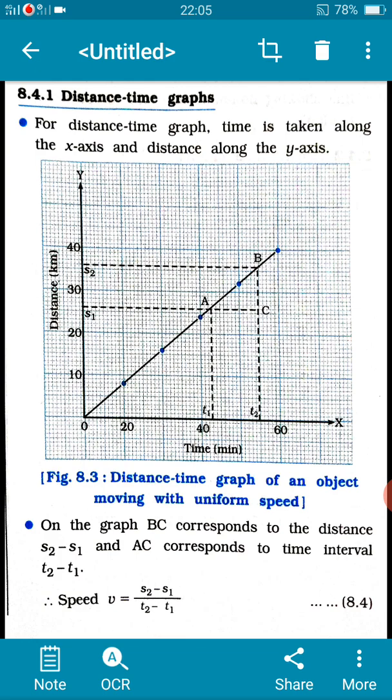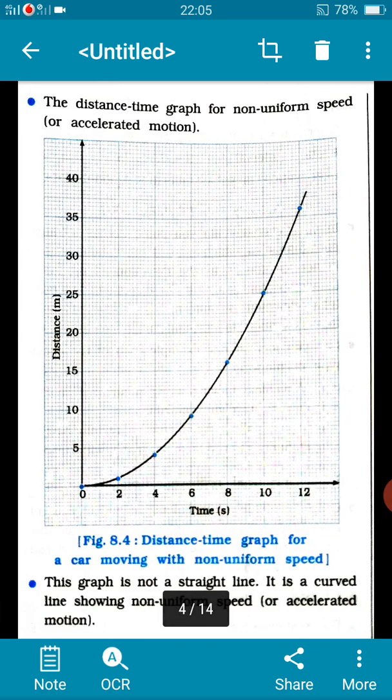Is that clear? Now, this graph can be plotted, that means the distance versus time graph can be plotted even for accelerated motion also. That is, for non-uniform motion. So here see this graph. This is the graph of non-uniform motion or accelerated motion. See the shape of the graph. It's not a straight line, it's a curved line, and that shows non-uniform speed or accelerated motion. Is that clear? So that was about the distance versus time graph.